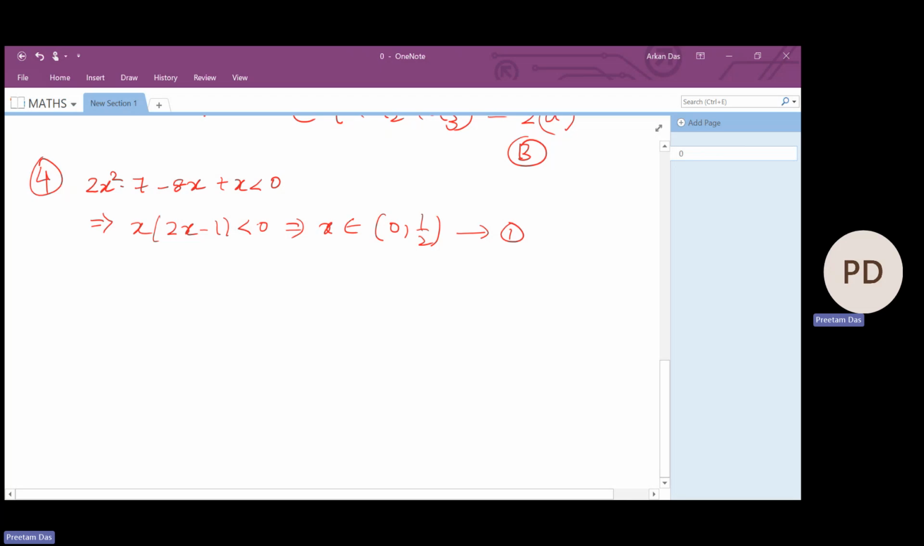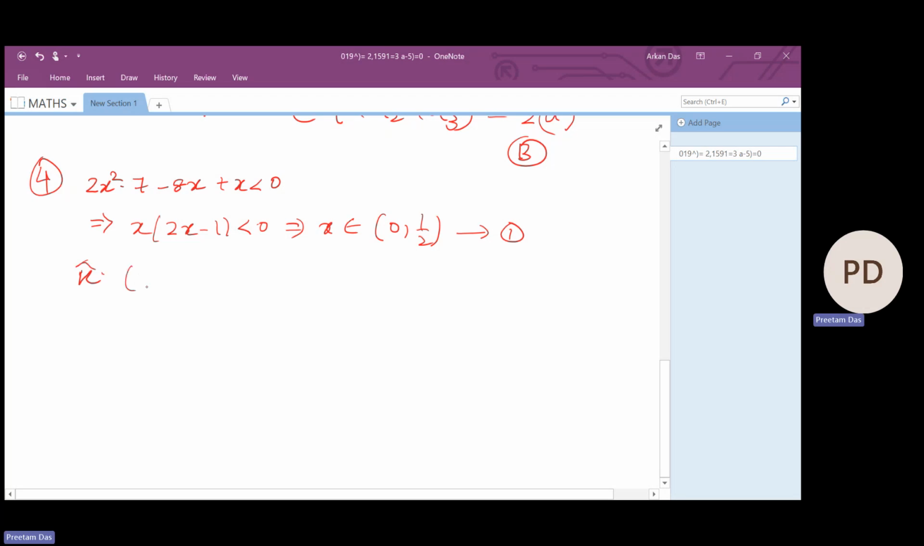What is the next thing that they have given in the question? Again, two more vectors. The angle between the z-axis and 7i cap minus 2j cap plus x k cap is acute. Now angle is acute means the dot product will be positive. Now z-axis means it will be k cap.